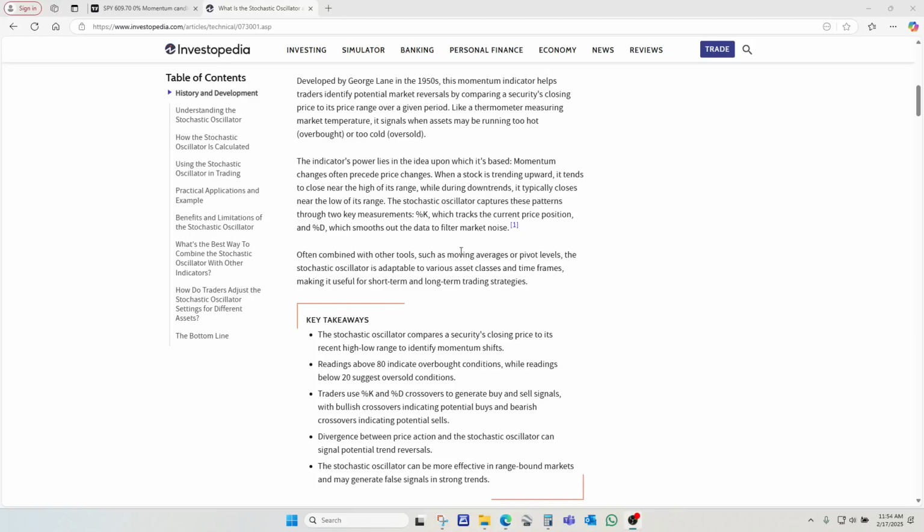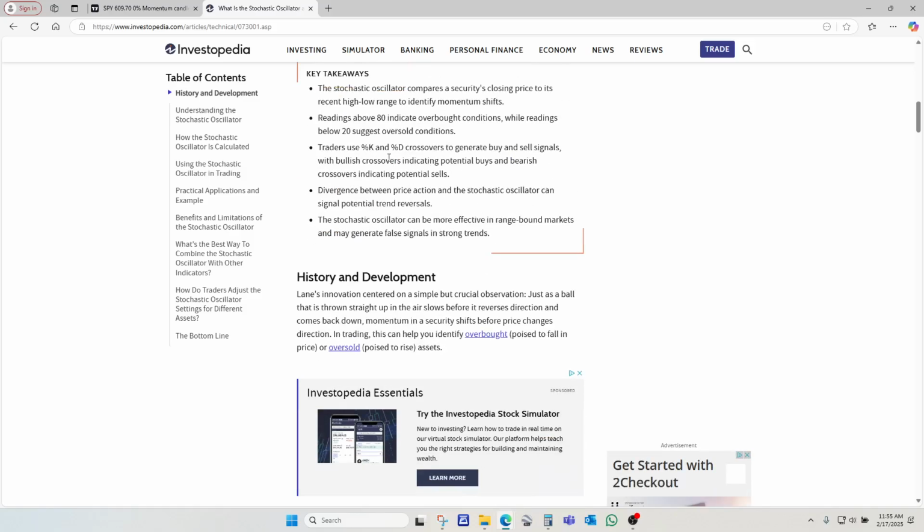Hello everyone, today we will look at the stochastic indicator. This was created by George Lane in the 1950s and it will be used to show us when an asset may be running too hot, overbought, or too cold, oversold. So basically it's an oscillator. It will go up and down on the chart. We will have a look at it immediately.